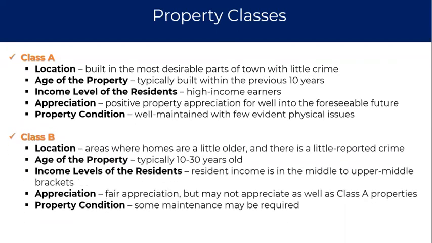Now, Class B properties are well built and well maintained. Typically, Class B properties are more than 10 years old. They are often located in neighborhoods close to schools and shopping areas. While there are no official guidelines for what a Class B property is, most real estate investors identify Class B properties by some of the following characteristics. Typically 10 to 30 years of age with fair appreciation, but they may not appreciate as well as Class A properties, and they may require a little bit of maintenance.